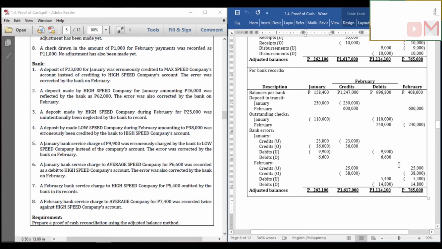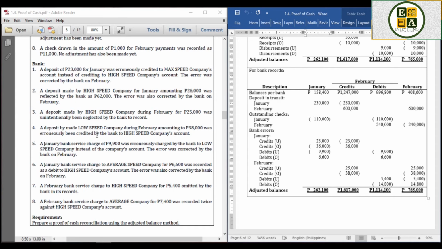Okay? The next, a deposit made by low-speed company during February amounting to 38,000 was erroneously been credited by the bank to high-speed company's account. Meaning lang yan, hindi sa atin yung deposit, pero sa ating account na i-credit. So, ito yan yung 38,000. Since hindi sa atin yan, i-deduct sa credits column. Hindi rin sa atin yan, so i-deduct dito sa February column. Okay?